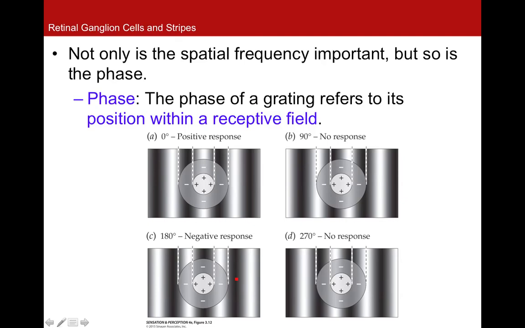In C, the cell gives a negative response because the input that it's receiving, its on center, is actually in the dark spot, right? So it's receiving the exact opposite of what it wants. And then in D, there's not going to be a big response, or maybe none at all, for the same reasons as in part B.